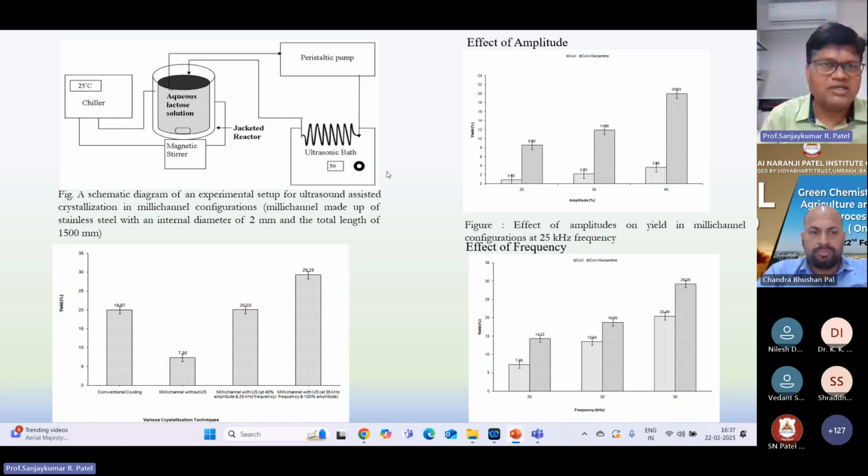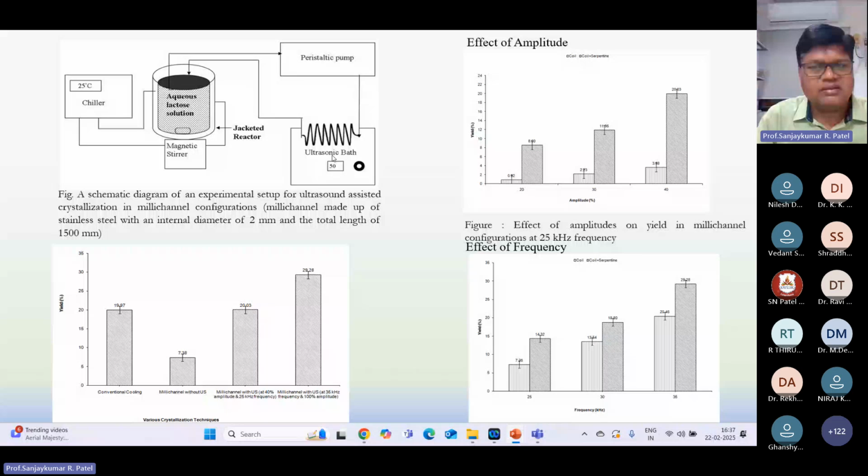And then in this ultrasonic bath, we had a different coil shape, a serpentine shape, in which a particular millichannel is kept. The bath has the facility of changing the ultrasonic energy as well as the frequency. So we applied the frequency and the amplitude, and we saw the effect on the yield of the crystals, you can say the recovery of the crystals.